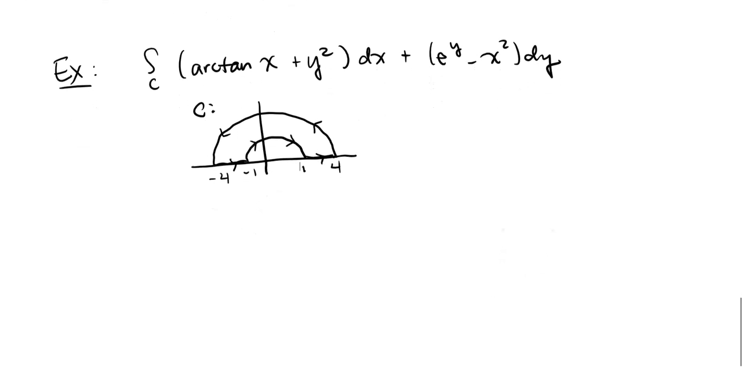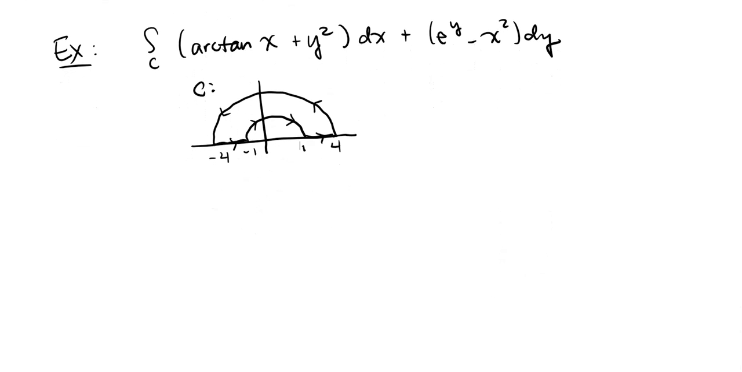In this next example, I want to go ahead and take a look at the line integral over C of arctan x plus y squared dx plus e to the y minus x squared dy. And my region C, or my curve C, excuse me, is this curve that goes around the semi-annular arc. So we go from -1 over to 1, and then across the x-axis to 4, and then back up and around down to -4 and back to -1.